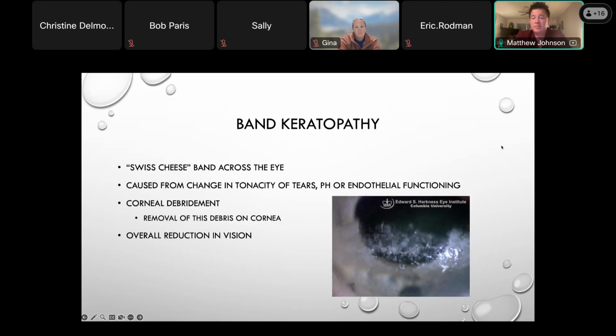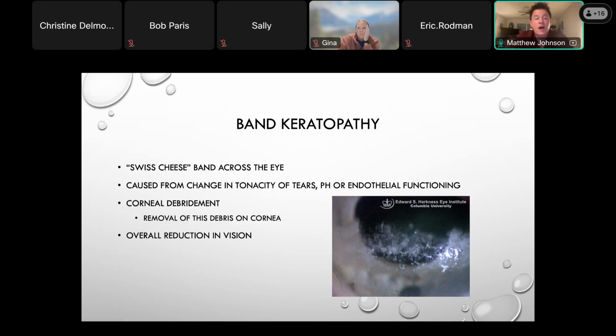So next up, we have band keratopathy. This literally looks like Swiss cheese across the eye. It's a Swiss cheese band across the eye. We know Swiss cheese looks like it's got little holes in it, and it's also whitish yellow, I think, is what the cheese looks like. Anyway, that's literally what it looks like across the eye.